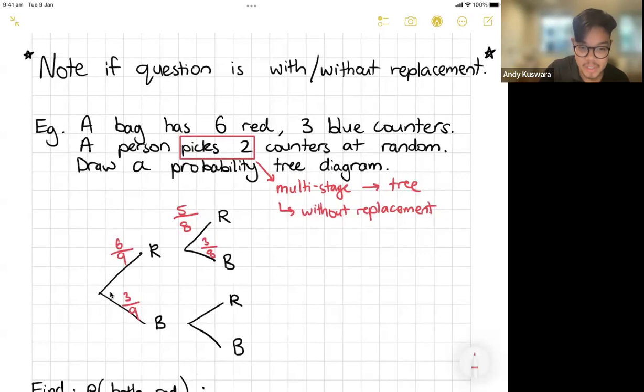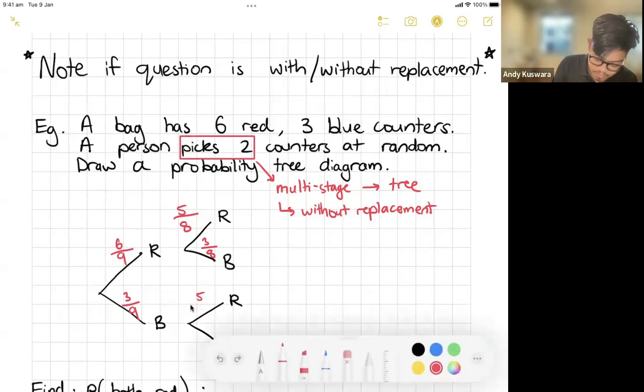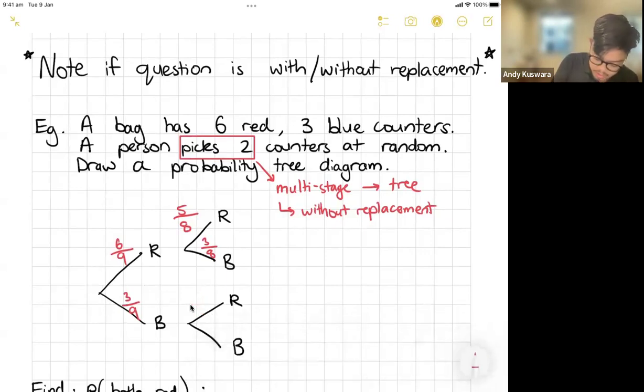But you've got to remember, if I take this route here, I've taken a blue, I should still have 6 red. Sorry, not 5 red, 6 red. Whoops, I did what I said I shouldn't do. Because there's 6 red ones left because I haven't picked any. And then because I picked 1 blue, there's only 2 out of the 8 that are left. And this is how our probability tree diagram should look.